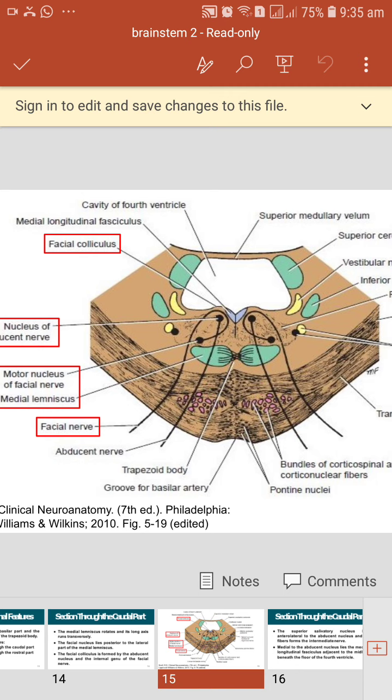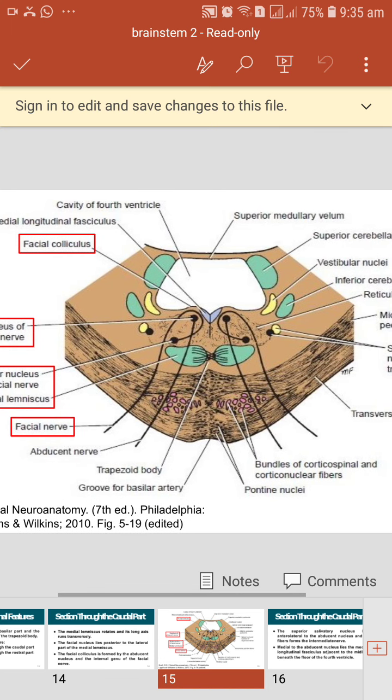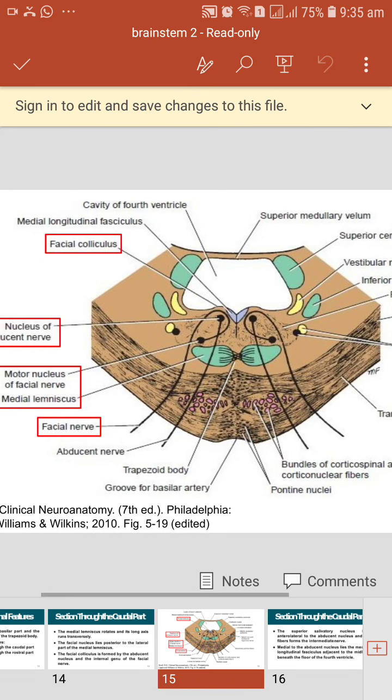Then we come to the white matter. In the white matter, you can appreciate in the center the trapezoid body, which is formed from the fibers arising from the cochlear nuclei. Then laterally you can see the medial lemniscus. As I told you earlier, this medial lemniscus is formed from the sensory decussation at the level of the medulla oblongata.